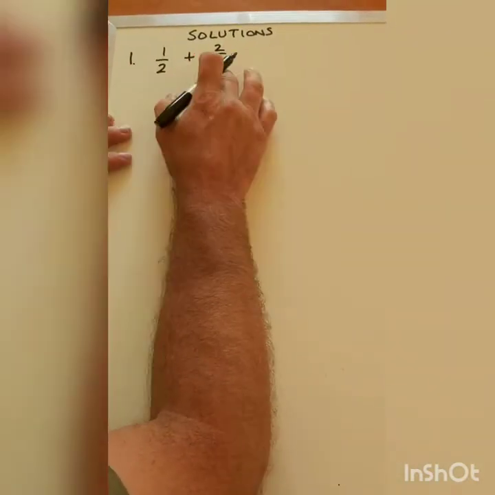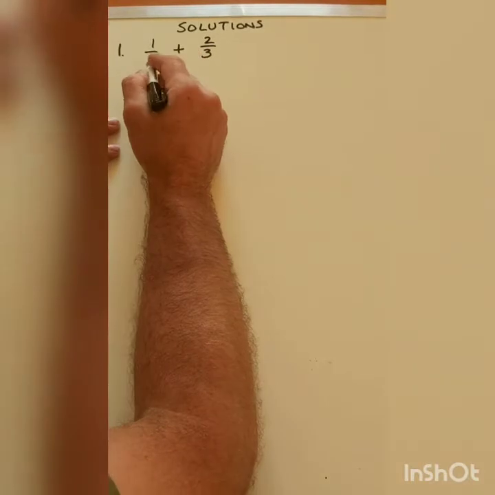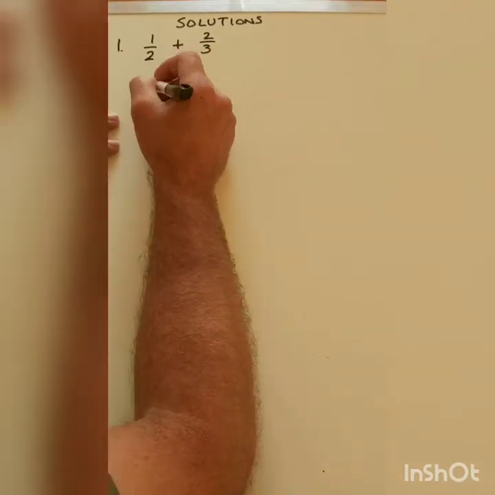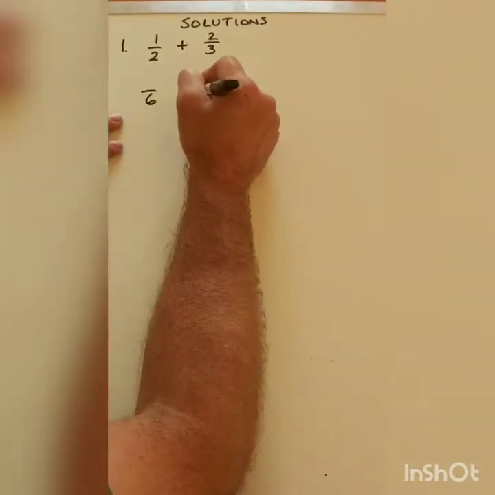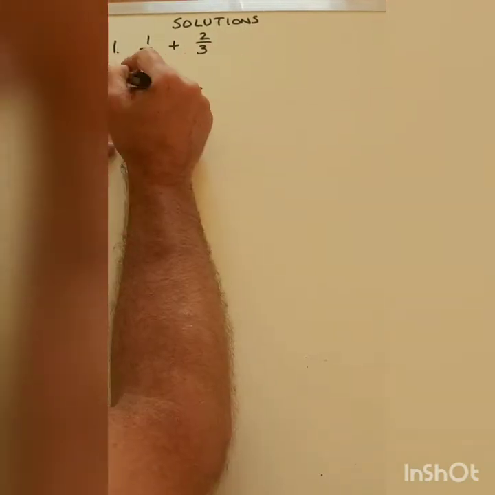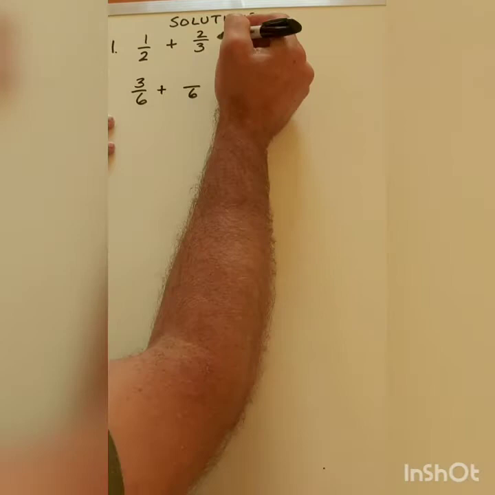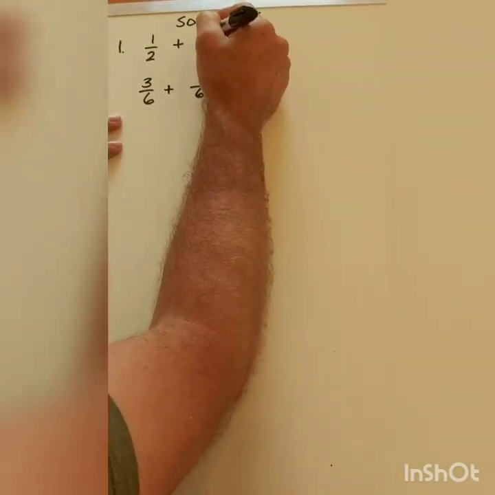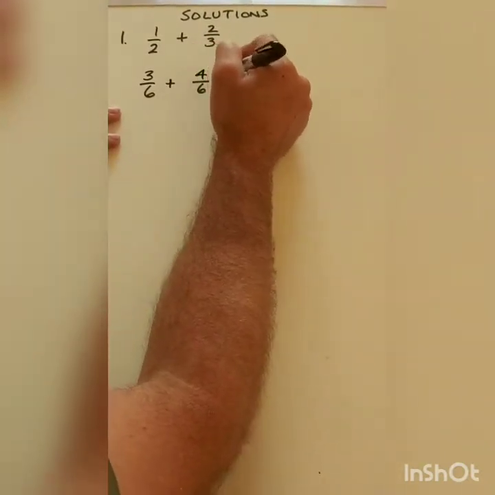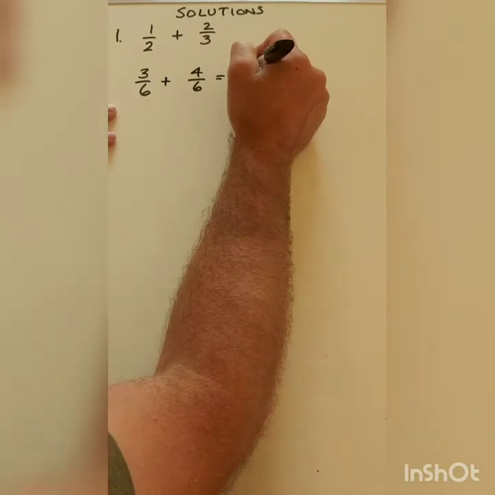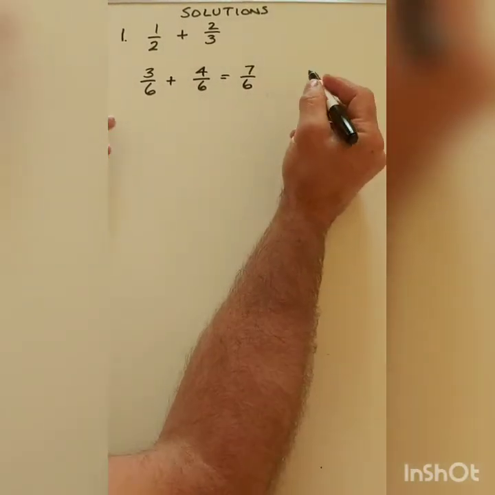Right now the denominators do not match. In this case, 2 times 3 is 6. I'm going to use that as my LCD. 2 times 3 is 6, so 1 times 3 is 3. 3 times 2 is 6. Here, 2 times 2 is 4. I add the 2 together, and I'm given 7/6.